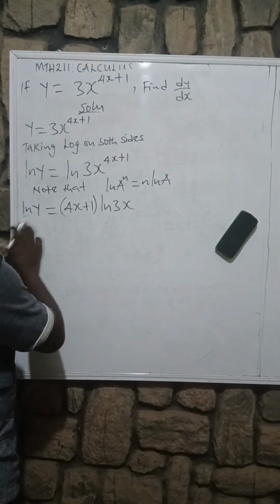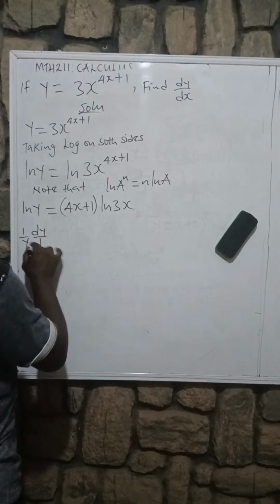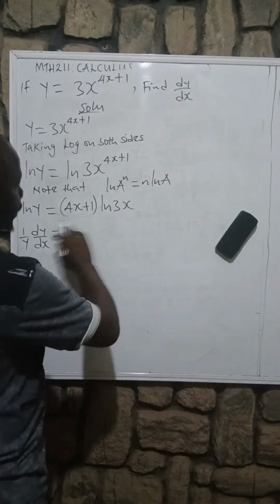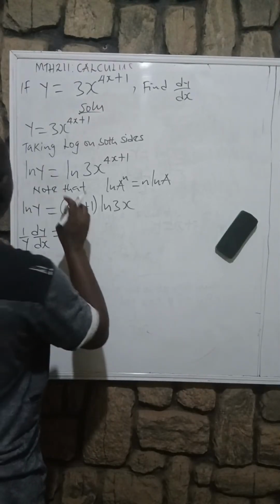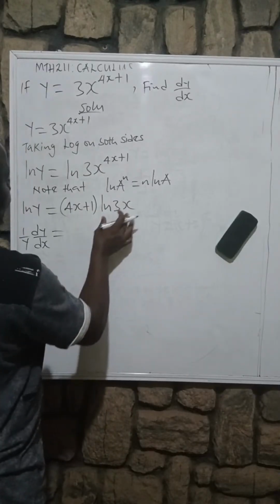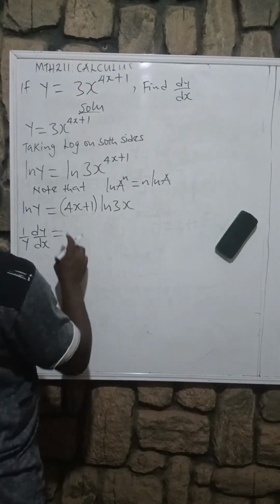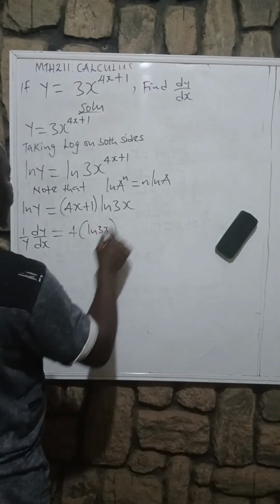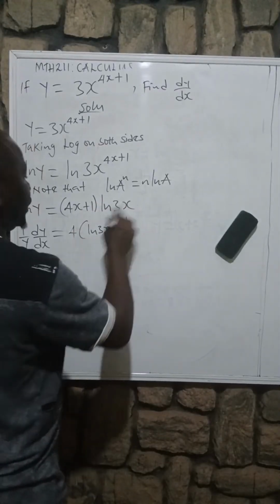If we differentiate the left, we are going to have 1 over y, dy over dx. Then differentiate the right hand side directly, so that you do not take your time, right? If we differentiate it directly, it means we are going to hold ln 3x and differentiate 4x plus 1. We are going to have 4 times ln 3x, then plus the whole 4x plus 1, differentiate ln 3x, then use the answer to multiply.